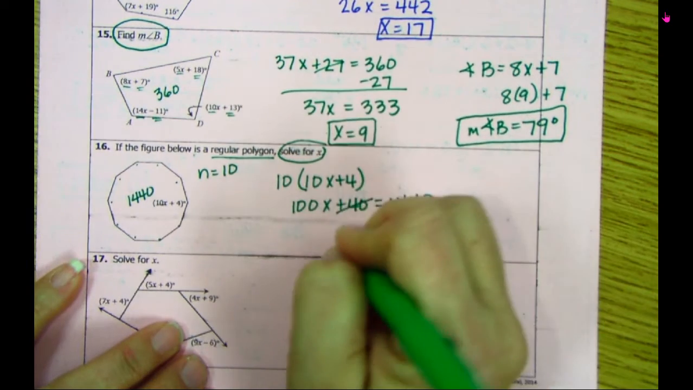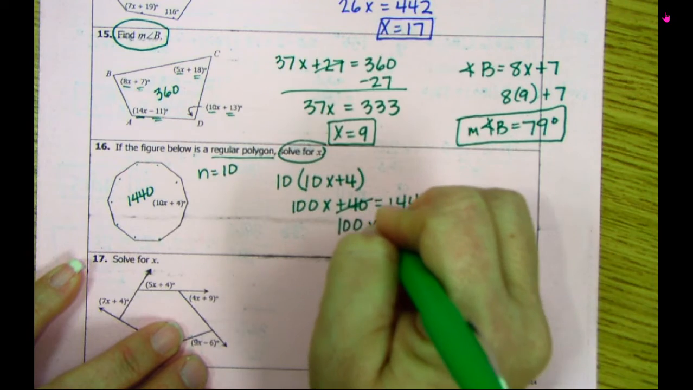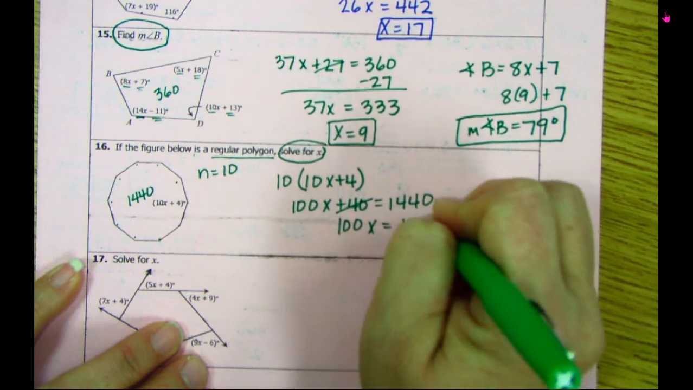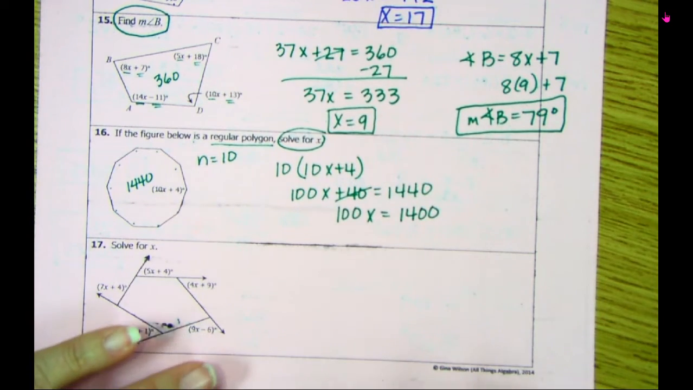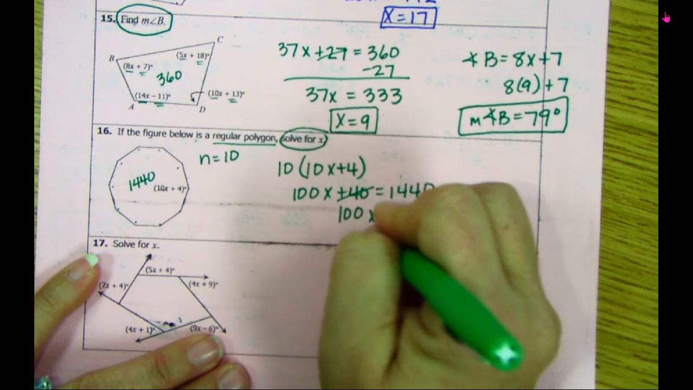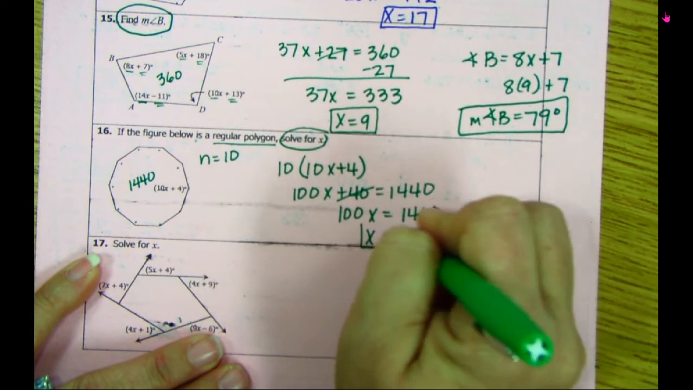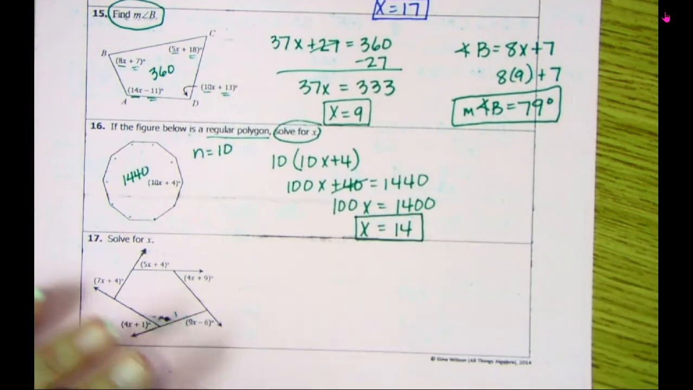So if you subtract 40, you get 100x equals 1400. Divide by 100, you find out that x is 14. So just some simple algebra there.